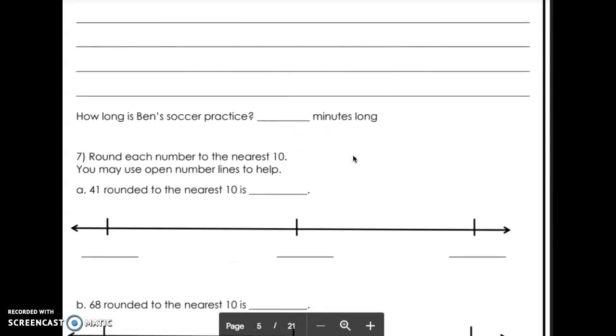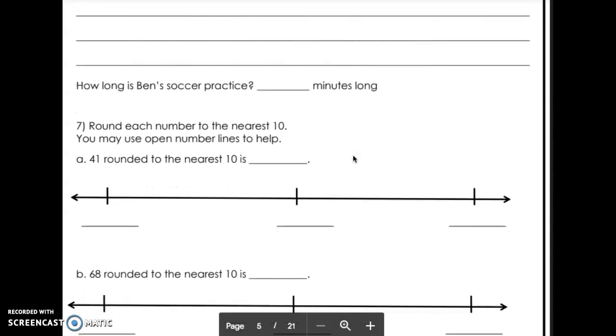Now, the next part is rounding. We've been working on rounding. Round each number to the nearest 10. So we're going to look at this number 41 and think, is 41 closer to 40 or 50? So we have to write the numbers down. You're going to write 40 over here, and you're going to write 50 over here. And what's between 40 and 50? 45. Now, 41 would probably be about right here. So it's closer to 40. So that's what you're going to write.